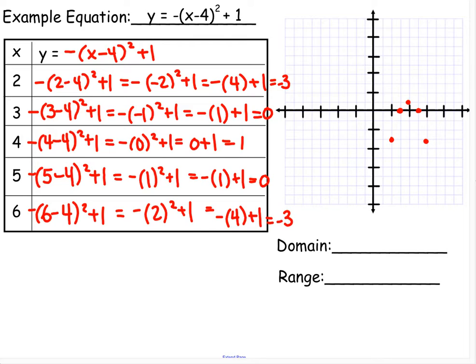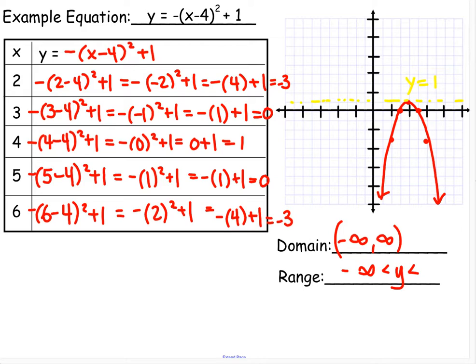Now we have our 5 points. Our parabola is opening down. The domain of this function, like all quadratic functions, is negative infinity to infinity. Our range of values: create our horizontal line here at y equals 1. Everything from y equals 1 and below will exist for your range of values. So the way you state that is negative infinity to 1.